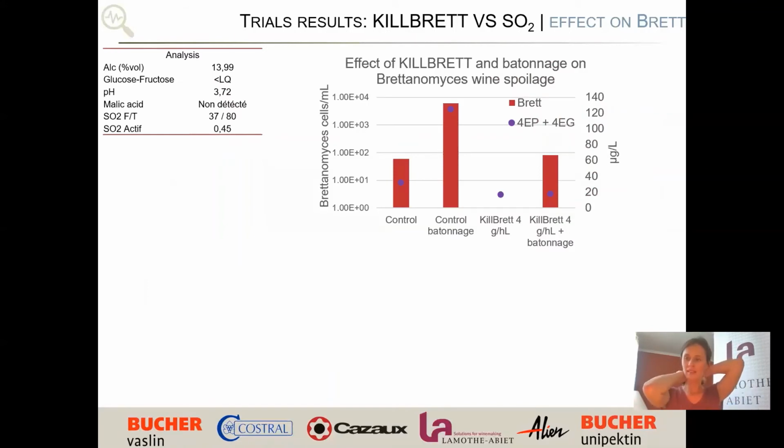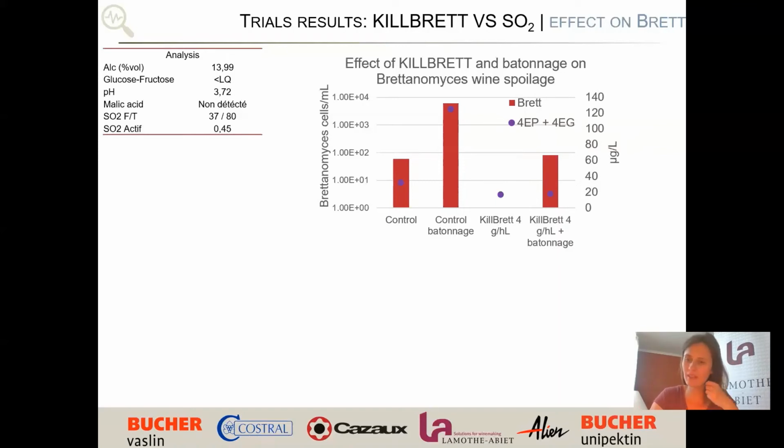Then last part on Brettanomyces. So here in this trial we were looking at a control and a control stirred, and then KillBrett with no sulfur, KillBrett with no sulfur stirred. Basically what we are seeing here is when we stir the wine, we are increasing the population. We are putting back in suspension all the dead cells that leaked, so all nutrients for the cells that are still alive, and we put back in suspension the cells that are alive.